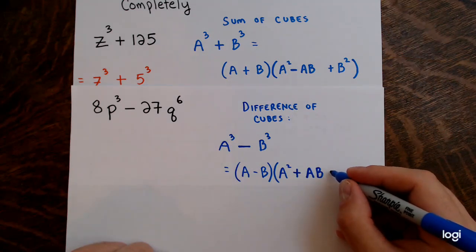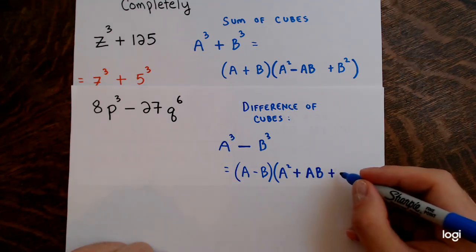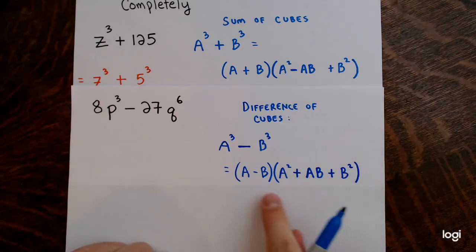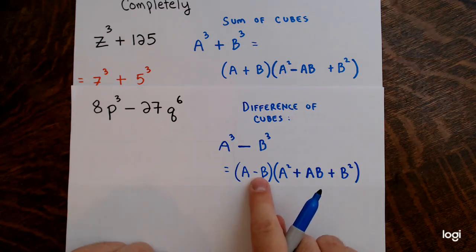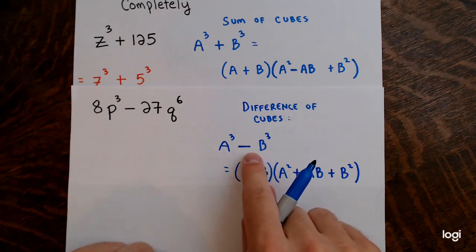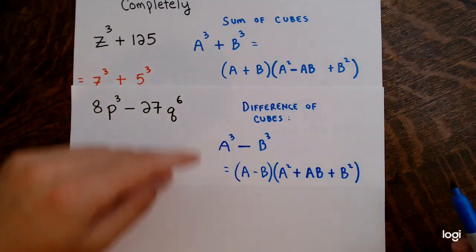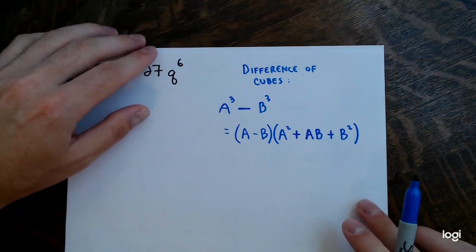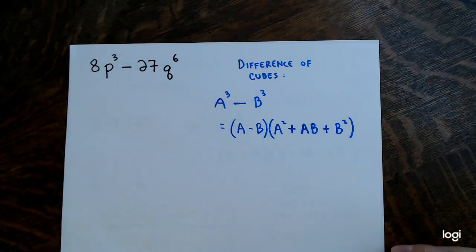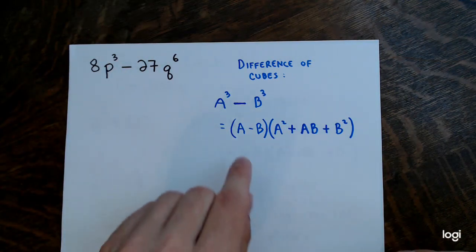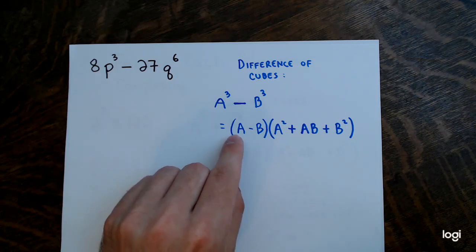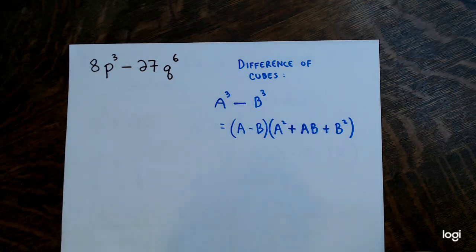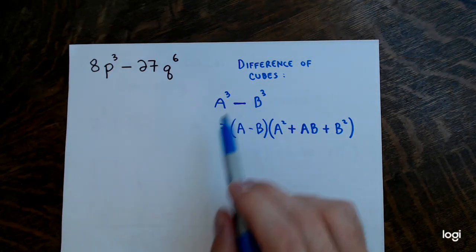And then the last term in this second factor is again positive b squared. So that way, when I'm multiplying, I get negative b times positive b squared, giving me the negative b cubed. All right, so I see very similar formulas for the factoring of the difference of cubes as for the sum of cubes. And if you want to double check, distribute the a, distribute the negative b, and combine like terms, you'll see that you end up with just a cubed minus b cubed.